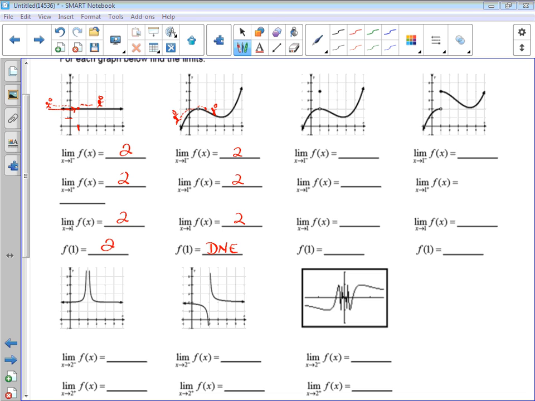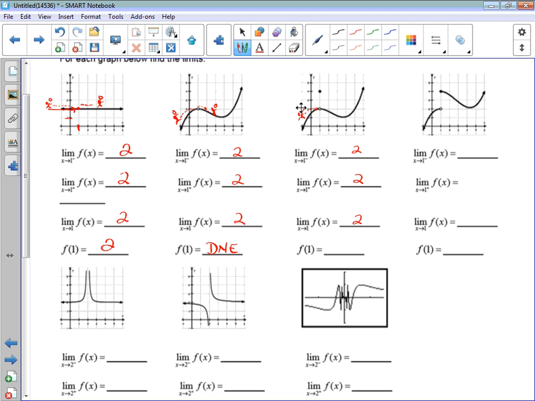So again, we're going to be walking. If I'm walking along this graph from the left, I'm walking and I'm looking down in the hole. Am I jumping up here to this dot as I walk along? No, you are approaching the hole. So what y value are you approaching? 2. Okay. What about if you come from the right? Okay. Did they match? Yes, so the next one is 2.